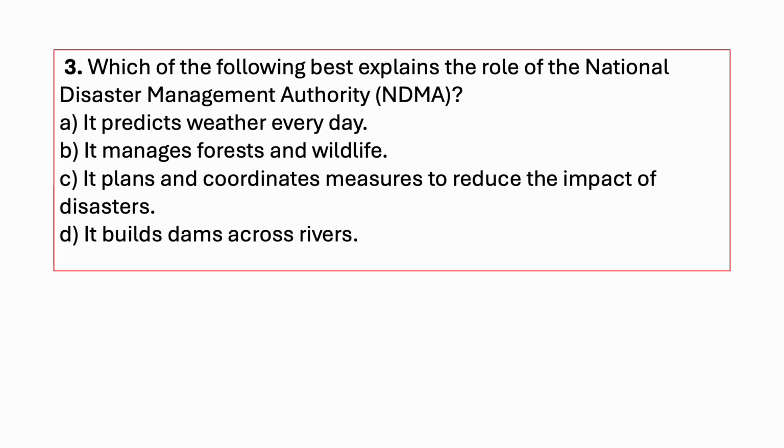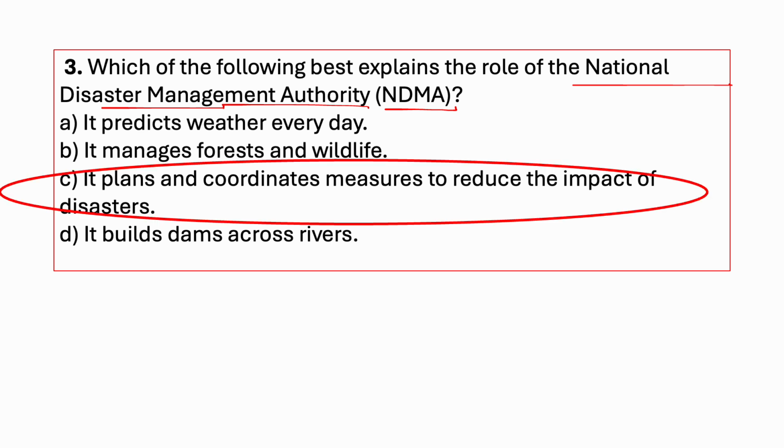Next one, which of the following best explains the role of the National Disaster Management Authority or NDMA? Options are it predicts weather every day, it manages forest and wildlife, it plans and coordinates measures to reduce the impact of disasters, it builds dams across rivers. So, what is the role of NDMA? It plans and coordinates measures to reduce the impact of disasters.